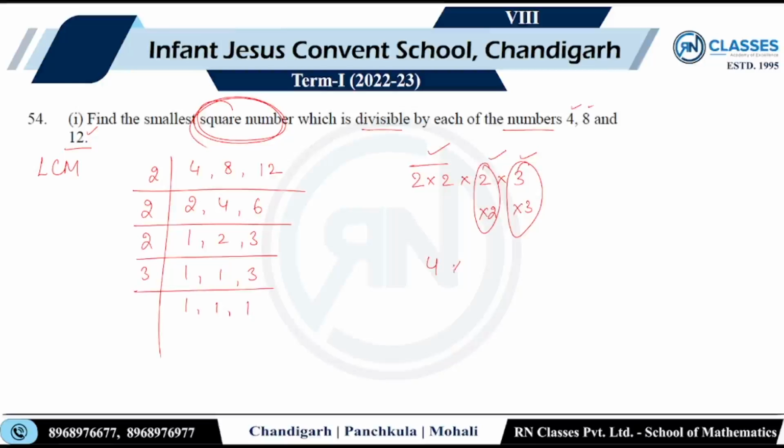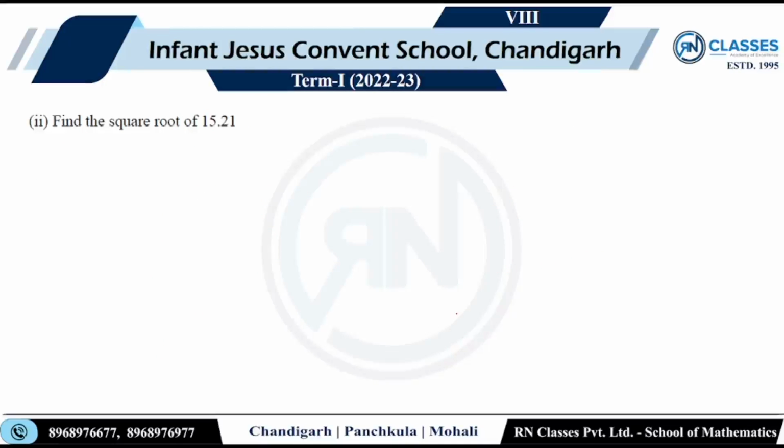So 4 into 4 into 9. This would be 144. Smallest square number divisible by 4, 8, and 12. Right? Next one. Part 2.